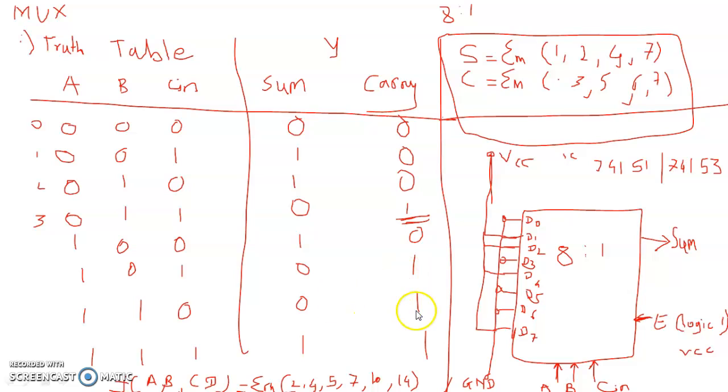So 2, then you can say 5, then you can say 6 and 7. These are the terms for the carry. And how we can draw the circuit diagram with the help of this IC 74151 or 153.